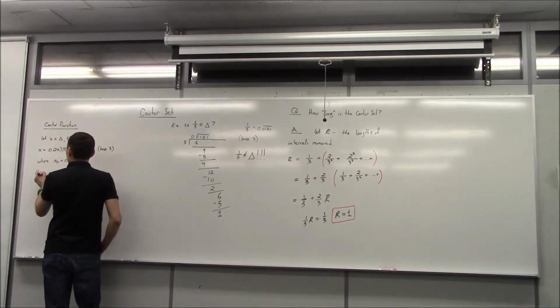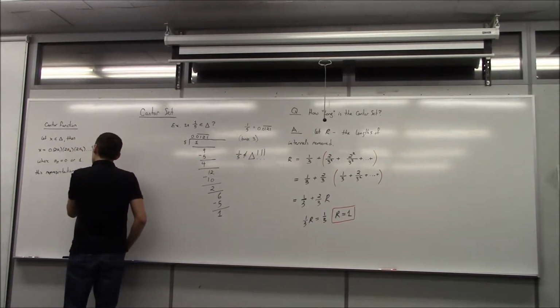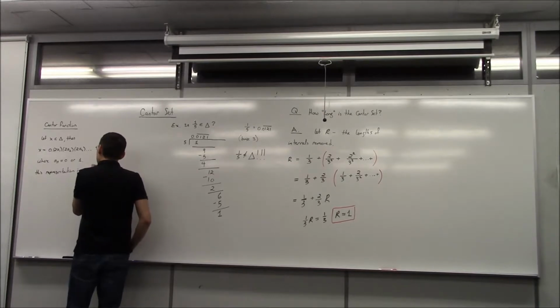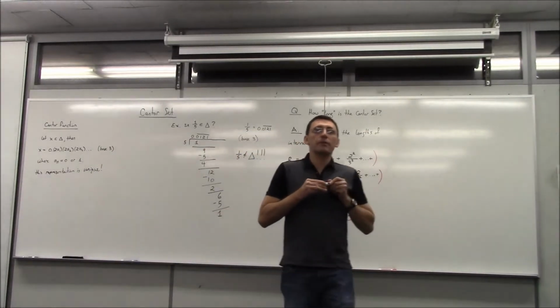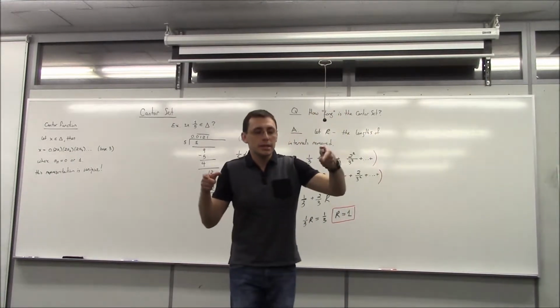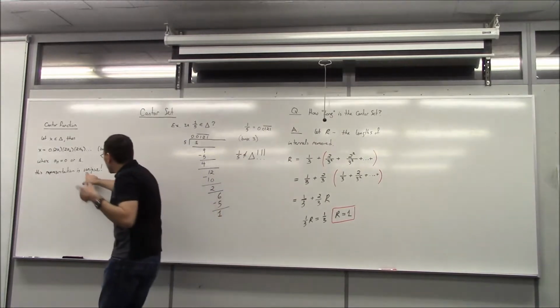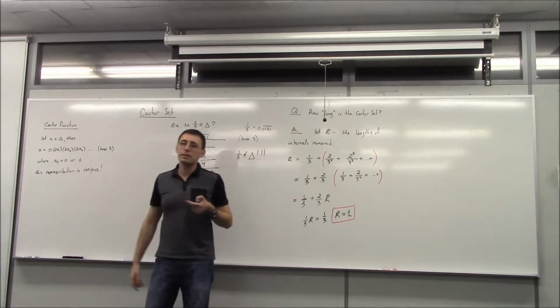This representation is unique. Do you see why it's unique? Unique because we mentioned before that left and right sequences give you a unique address of each point of the Cantor set.